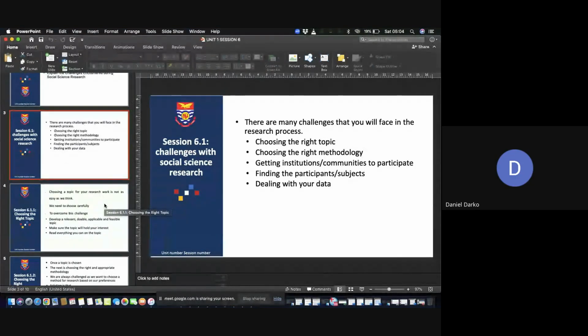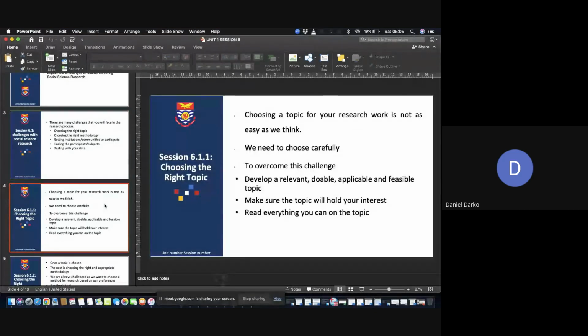So there are many challenges that you will face in the research process. You definitely find a challenge when you are choosing the right topic. You find a challenge when you are choosing the right methods. You find a challenge in getting an institution or getting communities to participate in your research. You find a challenge in choosing participants or subjects to do your research. You find a challenge in even dealing with the data you've gathered. So challenges cut across every step of the research process.